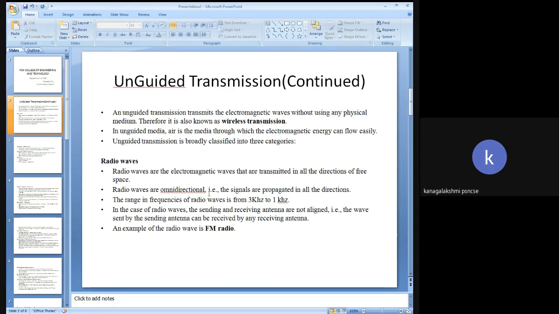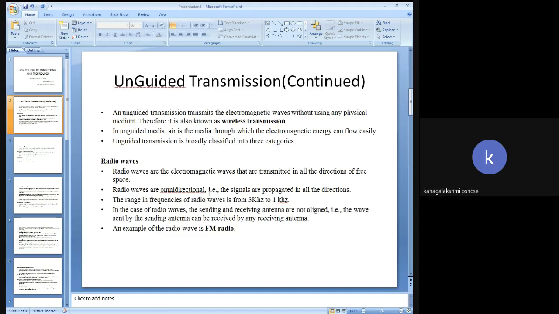In unguided media, the transmission medium is air. Air is the medium through which electromagnetic energy can flow easily. With the help of air as the transmission medium, the electromagnetic waves pass from the sender to the receiver.